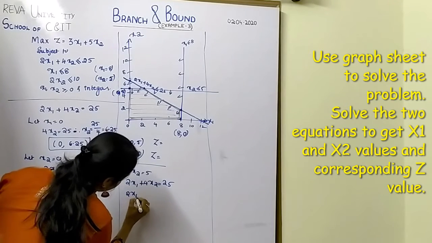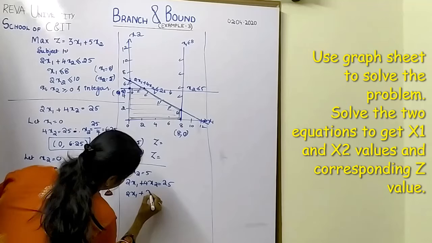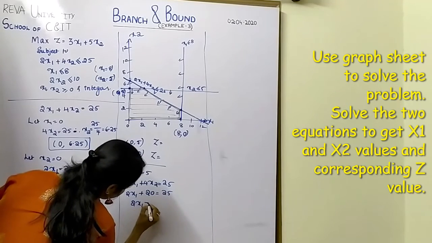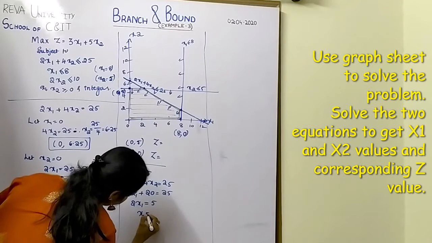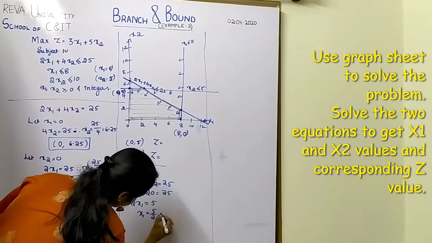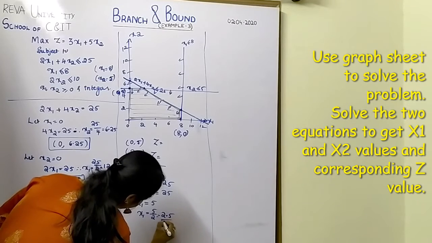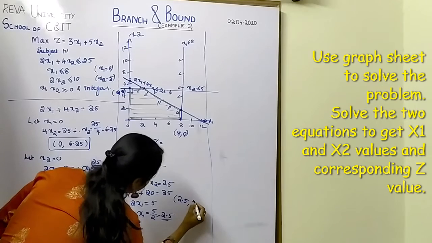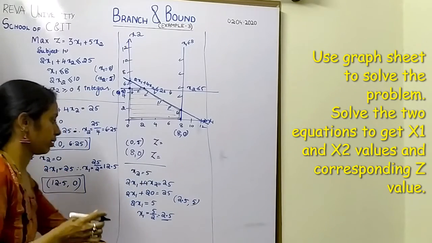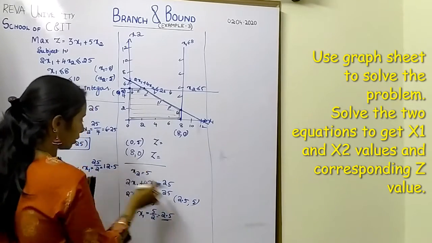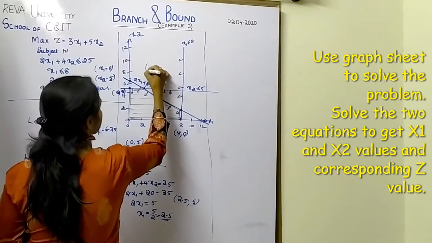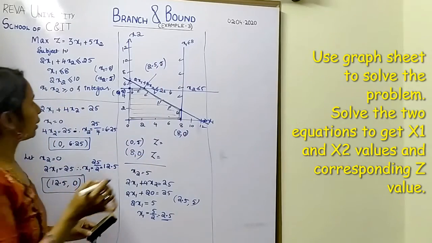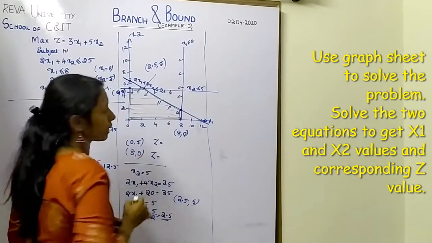So 2x1 plus 20 equal to 25. 2x1 is equal to 5, x1 is equal to 5 by 2. This gives you 2.5. So 2.5 comma 5 is your one more point. Now find out the value at the other intersection.